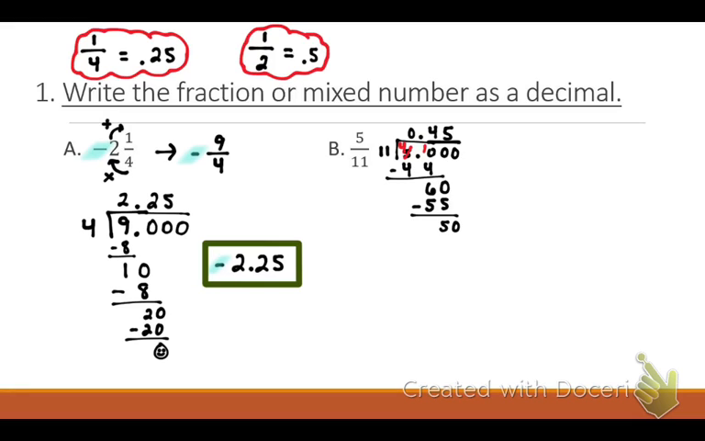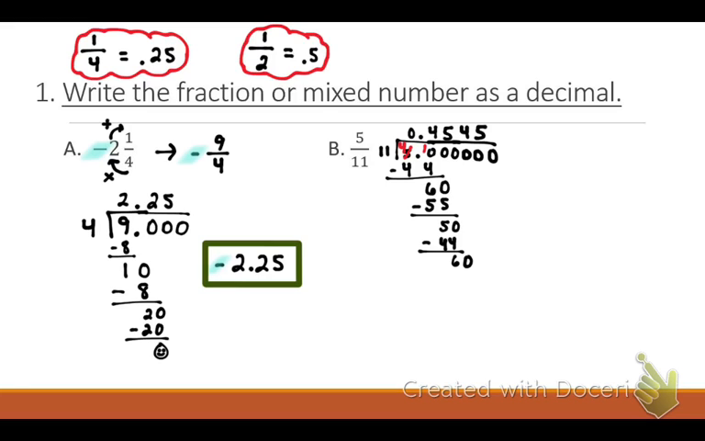Bring down another 0. How many times can an 11 go into a 50? Not 4 times. 4 times 11 is 44. 50 minus 44 is 6. Unfortunately, I still don't have a 0 yet, so I can just keep adding zeros up here. I'll bring down another 0. How many times can 11 go into 60?